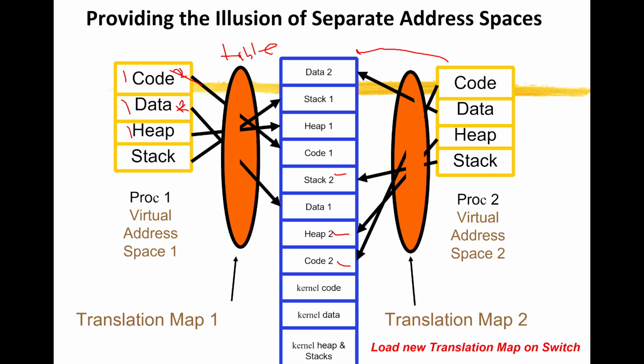All right. Now we have kernel code, we have kernel data, and we have kernel heap and stacks. Remember, these are more of information that has to do with the operating system. So the operating system is stored in the low memory area here.